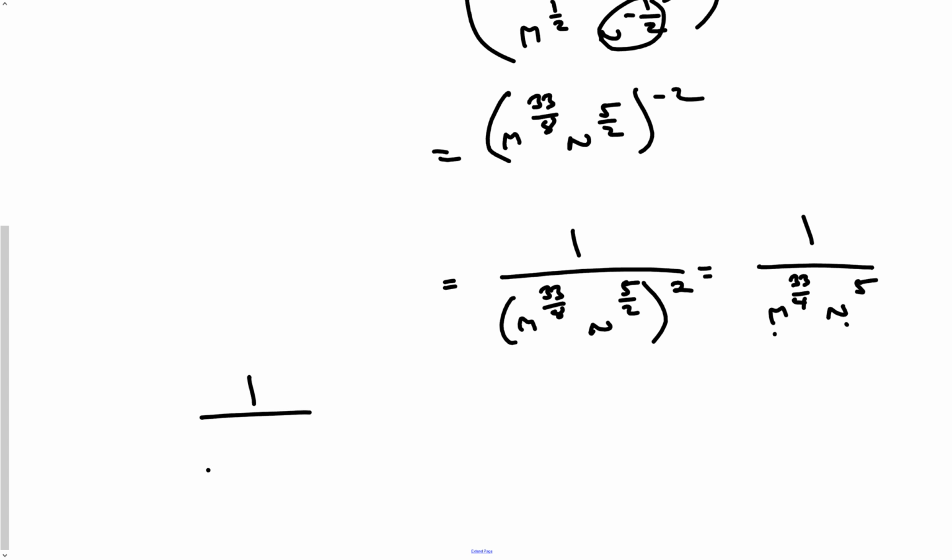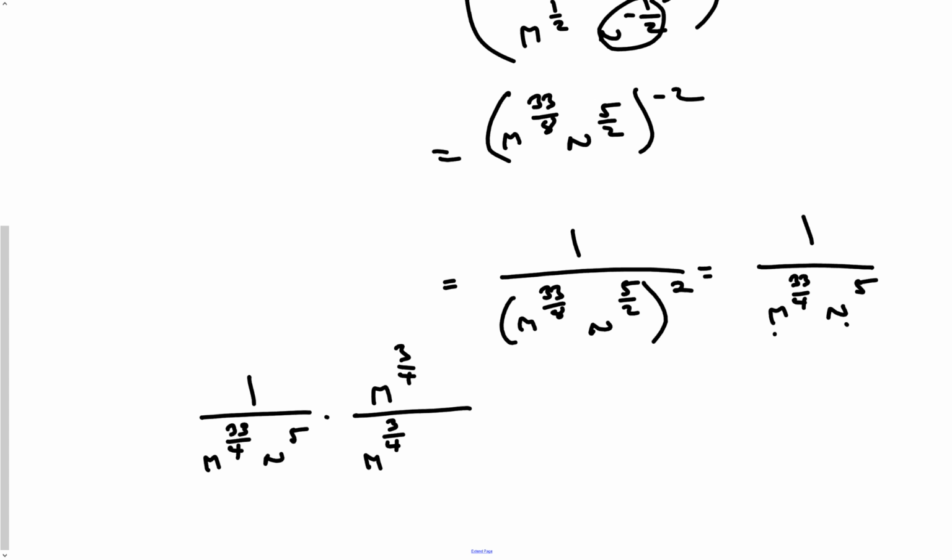1 over m to the 33/4 n to the 5th. I'm going to multiply the top and the bottom by something that turns 33 into the next biggest exponent. Well, 32 is divisible by 4, so that doesn't help. And 36 is divisible by 4 9 times.